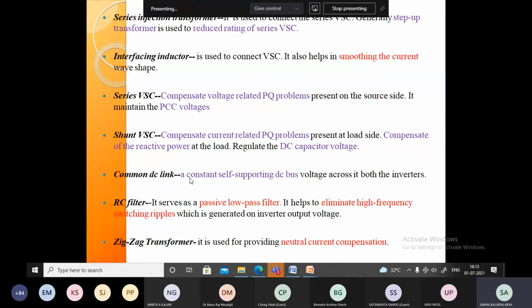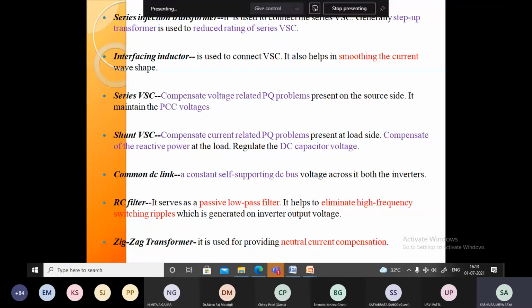The common DC link provides a constant, stable DC bus across it. The shunt filter compensates the shunt based power quality problems. The series filter compensates the voltage based power quality problems. The interface filter is used to connect the VSC, and it also helps in smoothing the current wave shape. The series injection transformer is used to connect the series VSC.